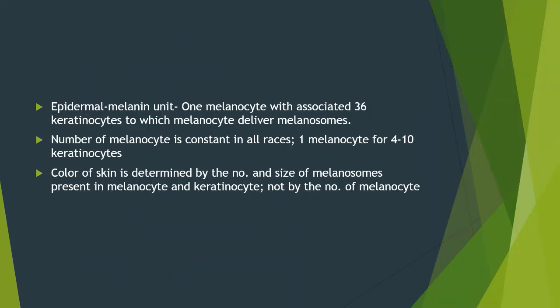So, the epidermal melanin unit is one melanocyte which is associated with 36 keratinocytes to whom that melanocyte can deliver melanosomes. The number of melanocytes in every race is actually almost constant, that is one melanocyte for 4 to 10 keratinocytes, and the color of skin is determined by the number of melanosomes and size of melanosomes present in the melanocyte and keratinocyte, but not by the number of melanocytes.